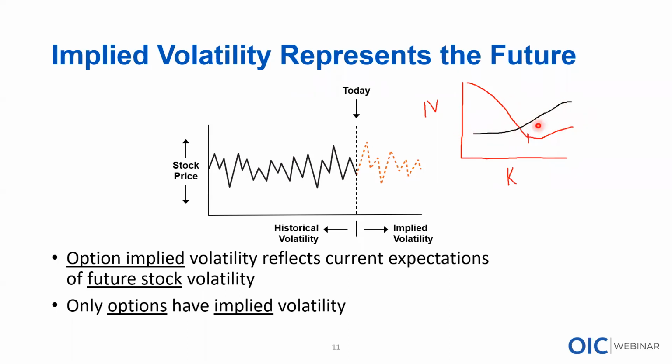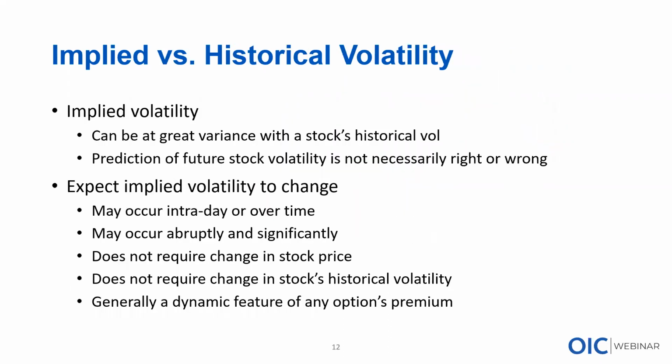So these skews can take all sorts of shapes and sizes, but the classic shape that you would expect to see most often in equities and certainly in the index options is going to be this skew with high vols at low strikes, followed by bottoming out just about at the money before tailing off. I'm going to refer to this skew again, so just keep it in mind as we move forward. But now to compare the two, implied volatility for all sorts of reasons can be at great variance with a stock's historical volatility level.